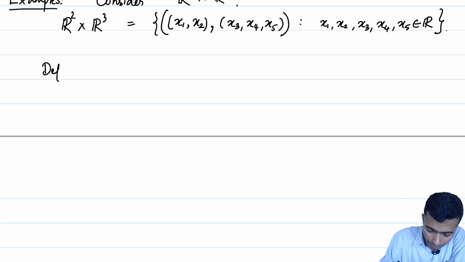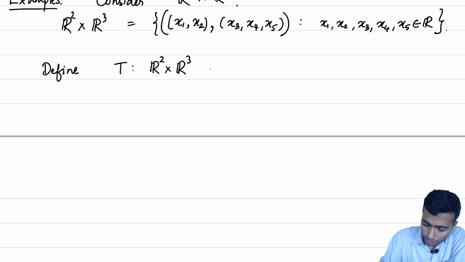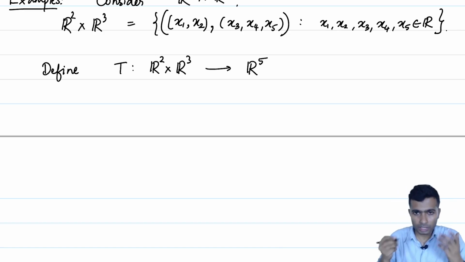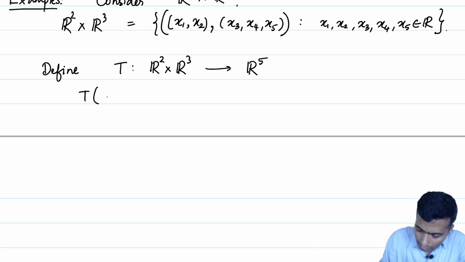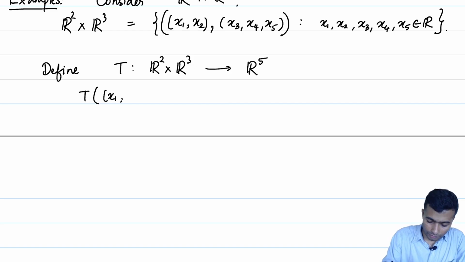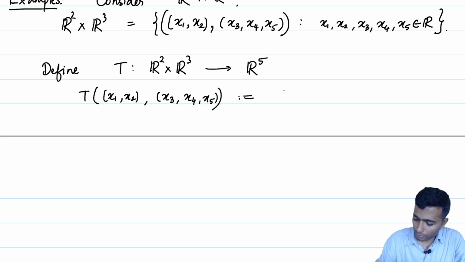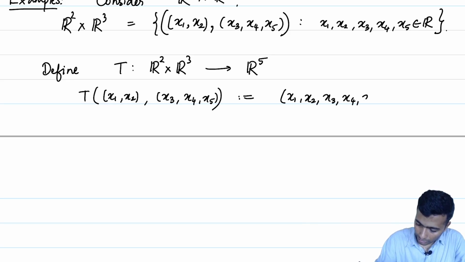Define T from R2 cross R3 to R5. The first natural map that comes to our head is T of (x1, x2) and (x3, x4, x5) defined to be equal to (x1, x2, x3, x4, x5).